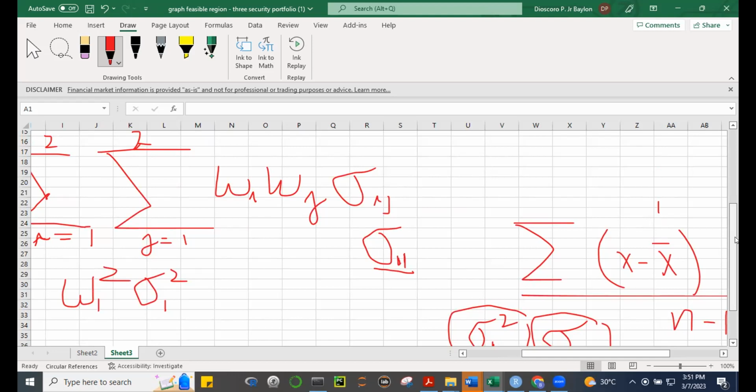Any questions? Any clarifications? What we're doing now is we're trying to expand this operation and get the risk, the variance of a 2-asset portfolio.